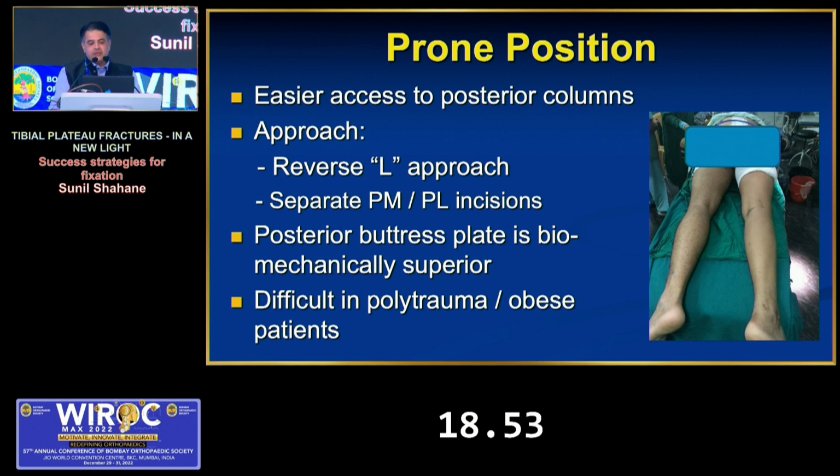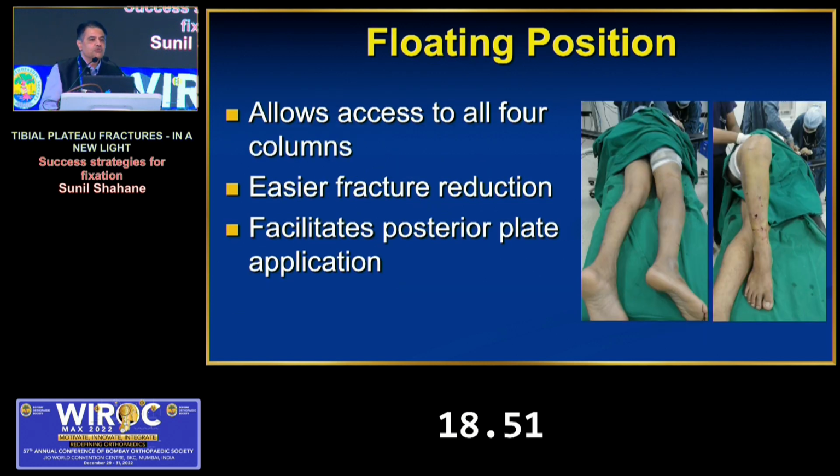So when you have anterior and posterior associated fractures, my choice of positioning would be the floating or the floppy lateral position, which will allow you to go back and front by turning the patient and allows you to access all the 4 columns simultaneously so that you can move from front to back as need be to get a perfect reduction.